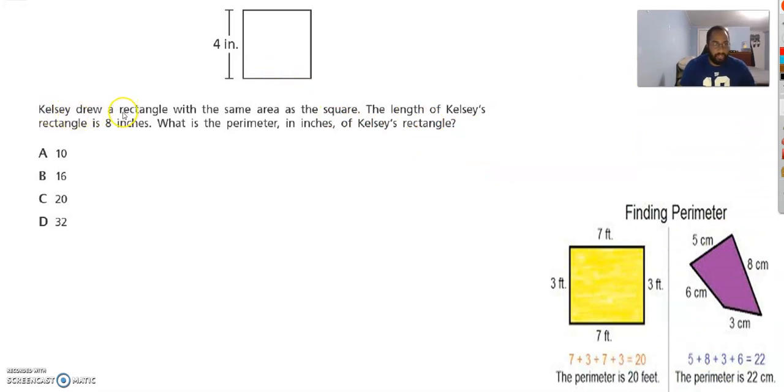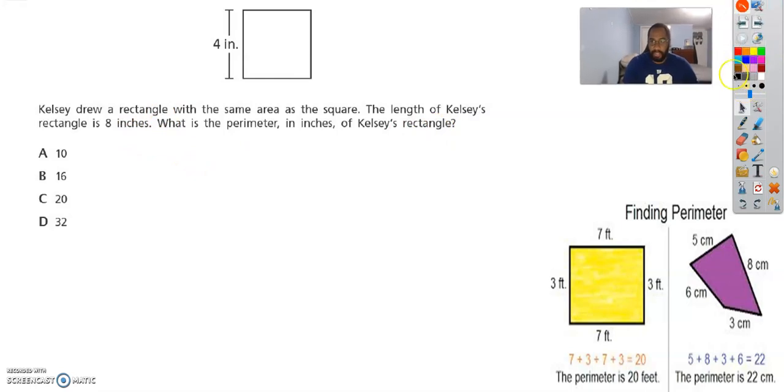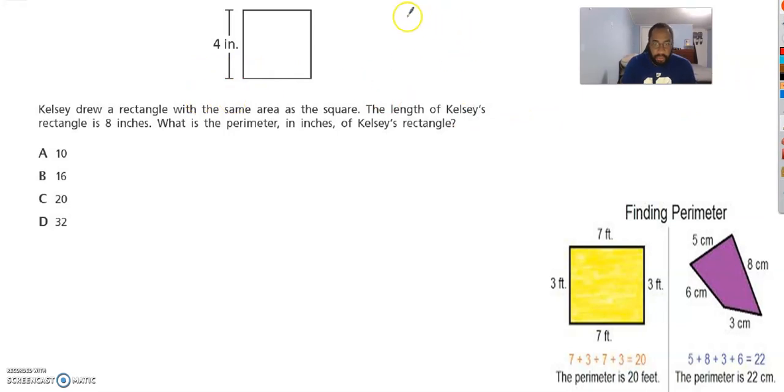Casely drew a rectangle with the same area as the square. The length of Casely's rectangle is 8 inches. What is the perimeter in inches of Casely's rectangle? So first things first, when they give us a problem like this, you have to use cubes. So let's use cubes.